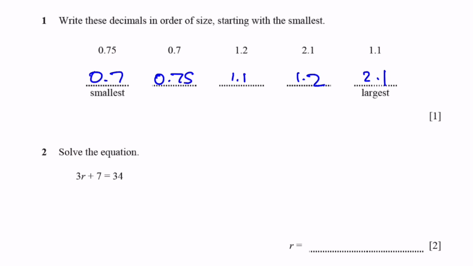Question 2. Solve the equation 3r plus 7 is 34. That means 3r is equal to 34 minus 7, which is 27. And r is equal to 9.